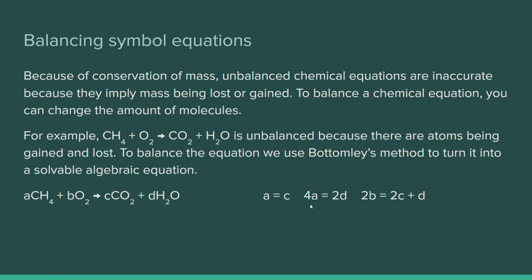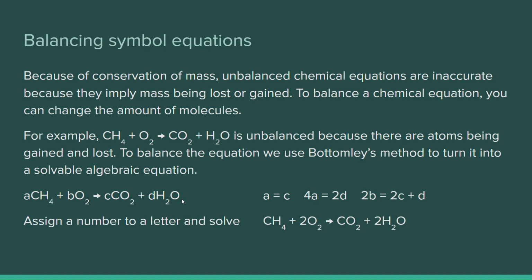And from that you get A equals C because they're the same amount of carbons. 4A equals 2D because there's 4 hydrogens here and 2 hydrogens here. And 2B equals 2C because there's 2 oxygens here and 2 oxygens here. And 2B equals C plus D because there's 2 oxygens here and 2 oxygens and another oxygen here. So from that you can solve it, and you can just assign a random number to one of the letters and then solve it from there.